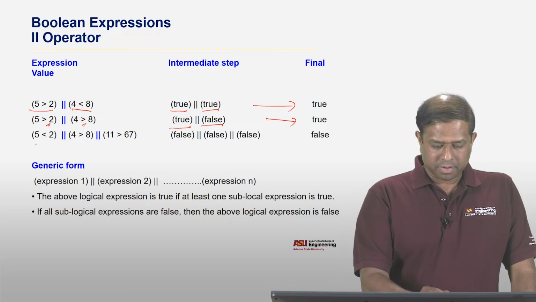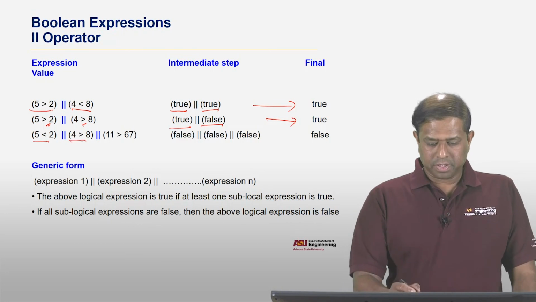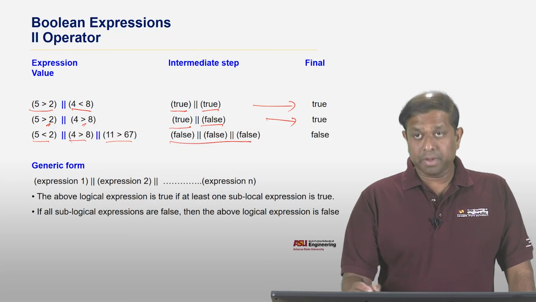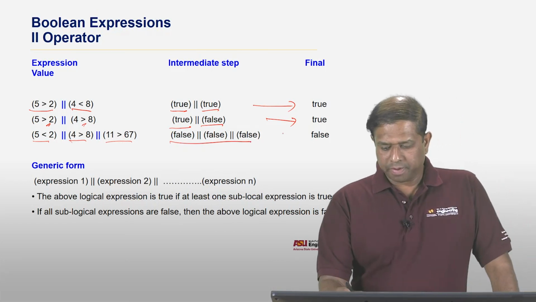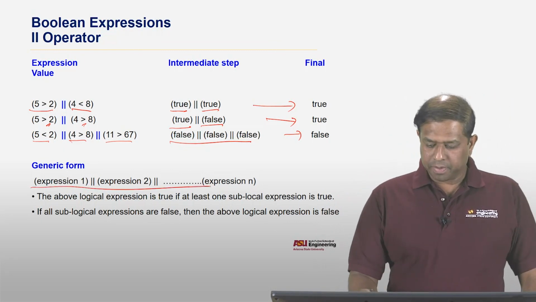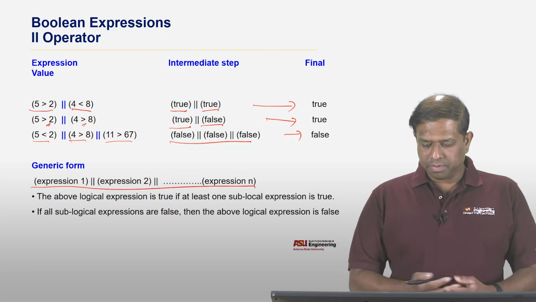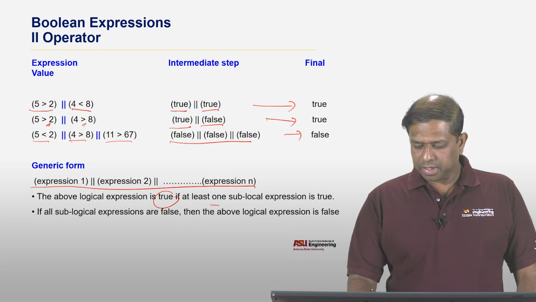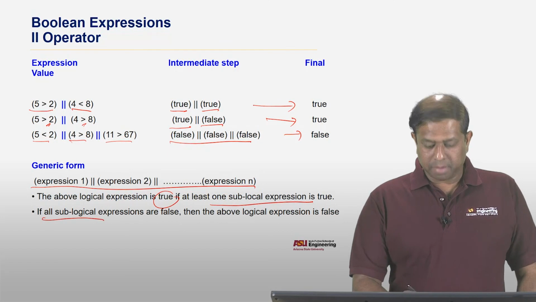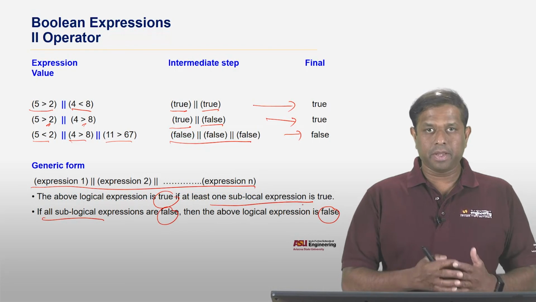Now in this scenario, 5 less than 2, that's false, 4 greater than 8, that's also false, 11 greater than 67, that's also false. So all of these sub expressions are false, therefore the final outcome is false. Right. Now in general, if we have n number of these logical expressions, in order for us to get this expression true, we need to have at least one sub logical expression evaluated to true. Right? So if all sub logical expressions are false, then the final outcome is going to be false.